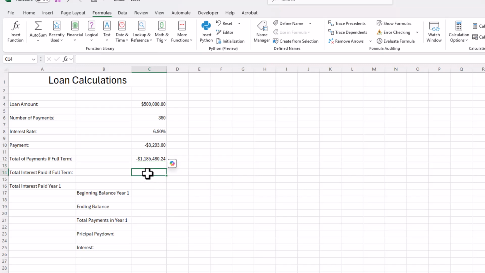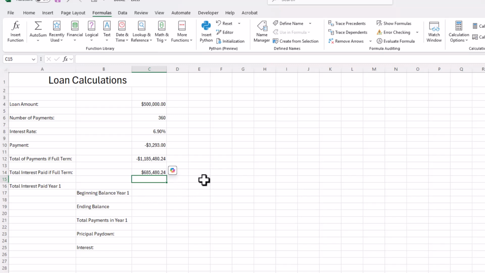Next, this is probably just as much of an eye-opener. The total interest paid if it goes to full term. It sounds like it might be difficult, but that's not difficult to calculate. So what we do is take the total of all the payments, $1,185,000, and then subtract the balance of the loan from that. This leaves the interest paid during the full term of the loan, $685,480.24. Wow.